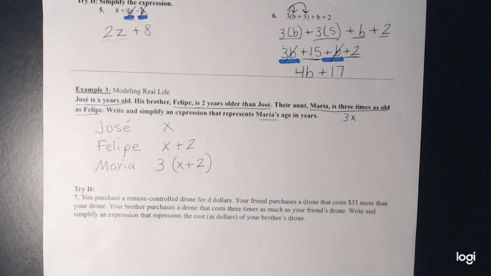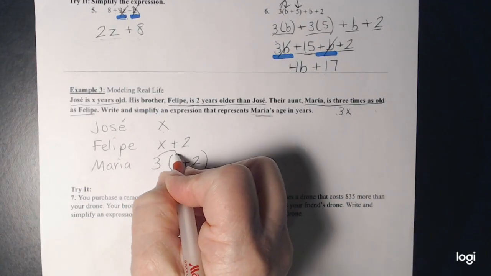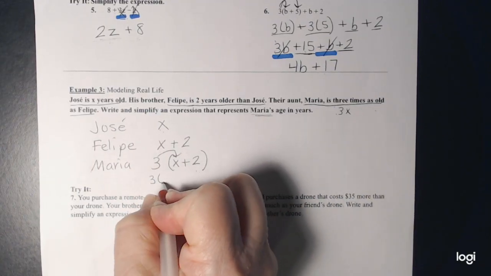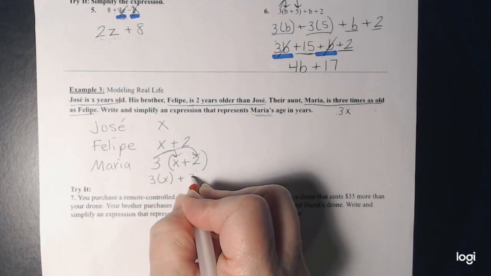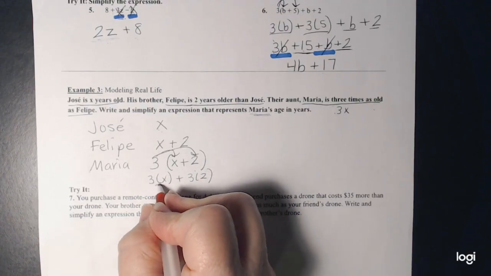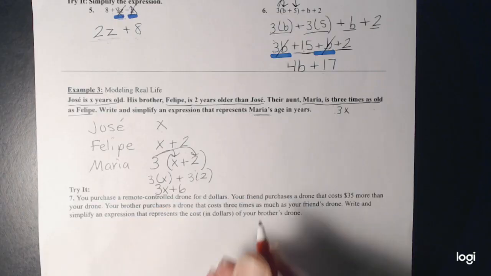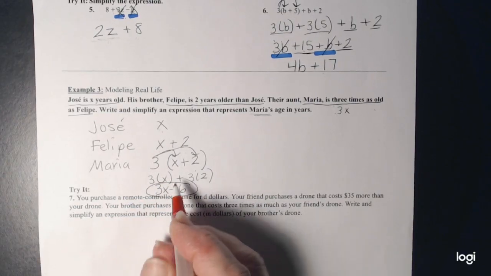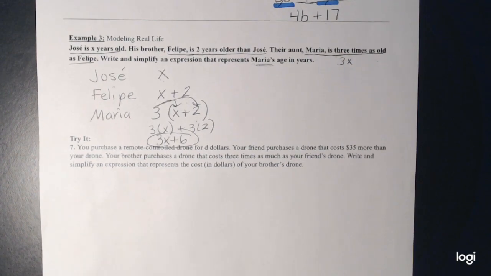Now it says we need to simplify that, right? So now we're going to do our arrows. 3 times X. Do our arrow. Plus 3 times 2. Simplify. 3 times X is 3X. And 3 times 2 is 6. So it looks like here Maria's expression would be 3x plus 6. Very good. All right, we're going to do one more story problem before we stop for today.